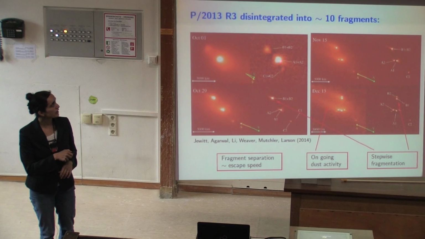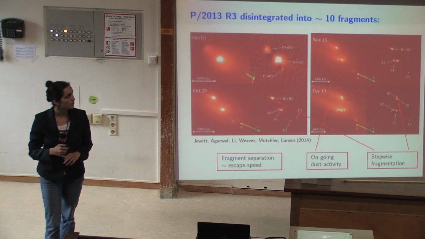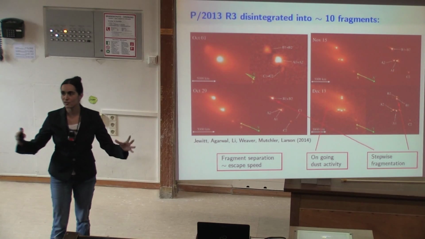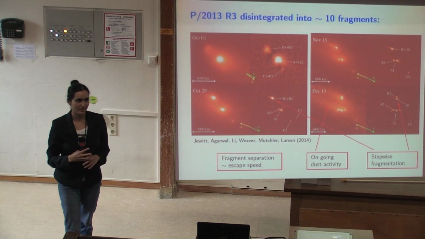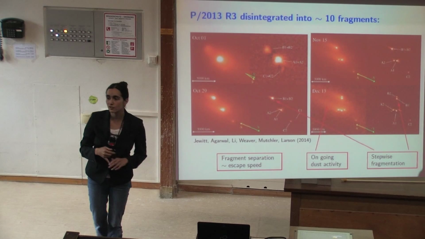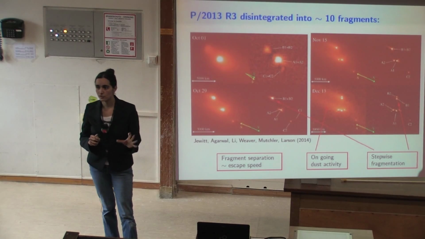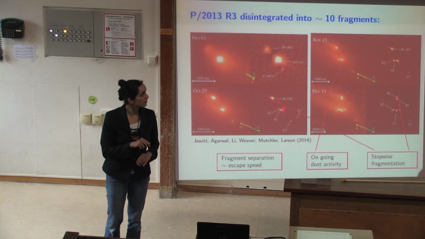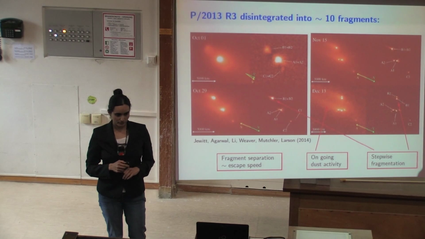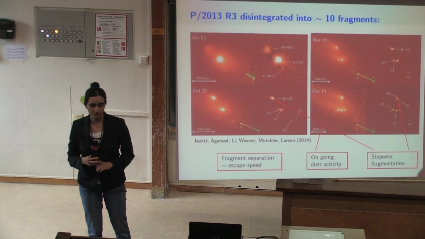This is a graph, but this is a PEC image, so you couldn't see the individual fragments. But with time, you see that even more fragments appear and that the fragmentation was actually ongoing as we followed the object. And these fragments are not gravitationally bound. The whole sphere of the individual nuclei is much smaller than the distance we see. So we have this stepwise process of fragmentation.